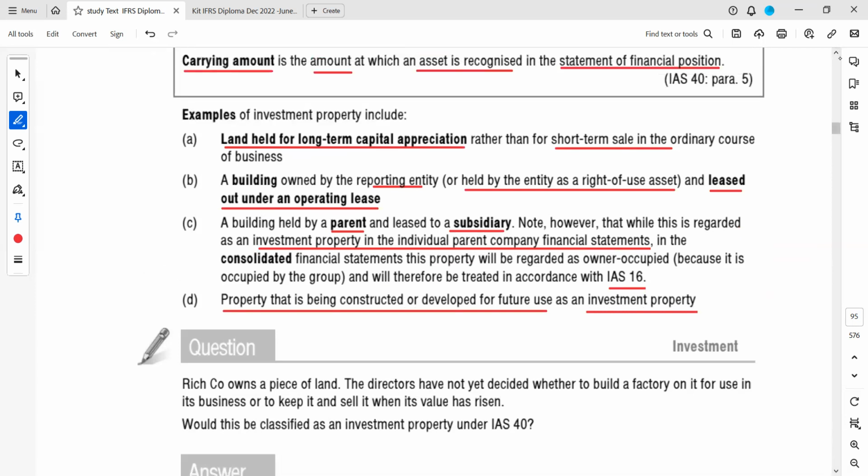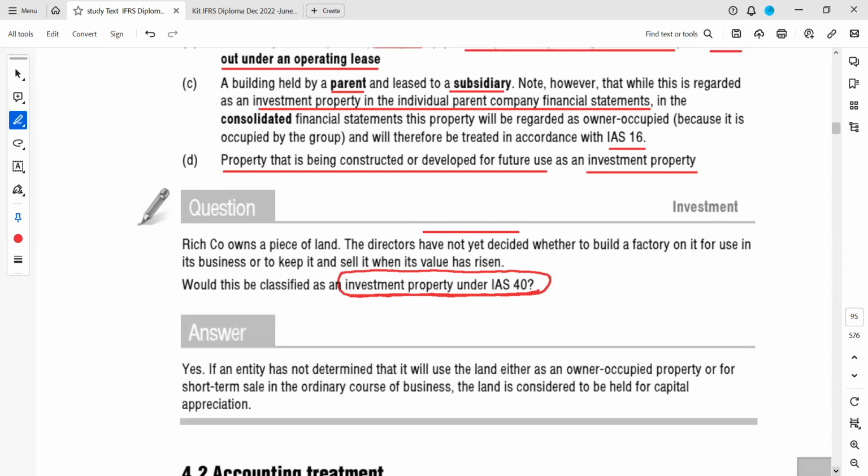So the question is, Rich company owns a piece of land. The directors have not yet decided whether to build a factory on it for use in the business or keep it and sell it when its value has risen. Not yet decided. Would this be classified as an investment property under IAS 40? Yes, because any property purchased for an undecided future use has an element of capital appreciation, so it would be covered under IAS 40.